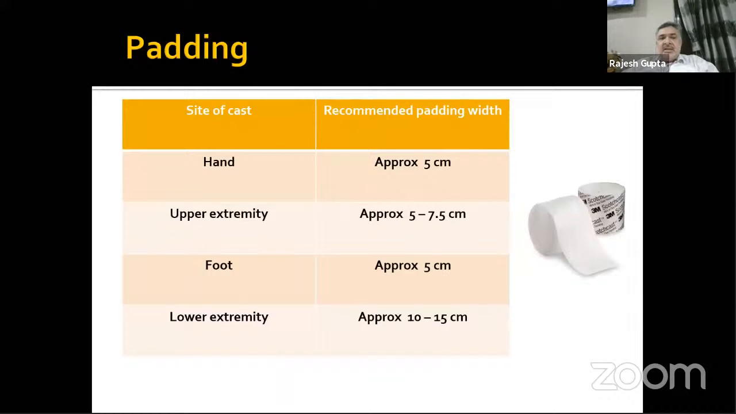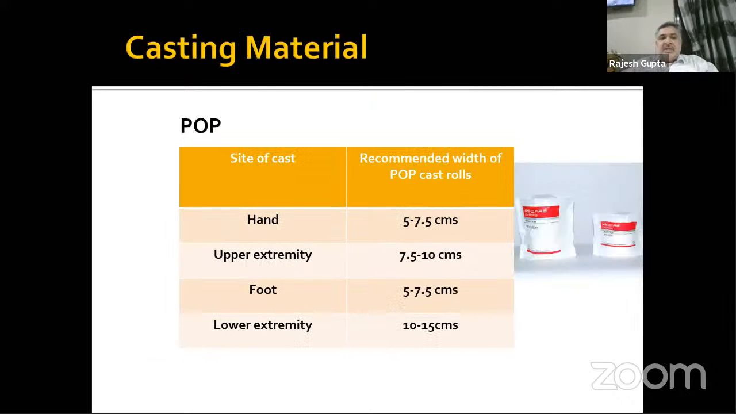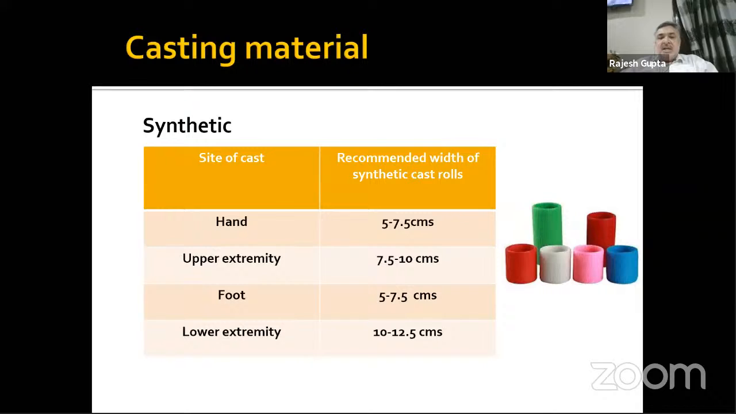Now, padding or the cotton for the hand and foot it is 2 inches. For the upper extremity 2 to 3 inches. For the lower extremity 4 to 6 inches. Casting material or plaster of Paris, hand and foot it is 2 to 3 inches, upper extremity 3 to 4 inches, and lower extremity we use 4 to 6 inches. Now synthetic bandage, again hand and foot 2 to 3 inches, upper extremity 3 to 4, and lower extremity 4 to 5. There is no 6 inch bandage in a synthetic cast.